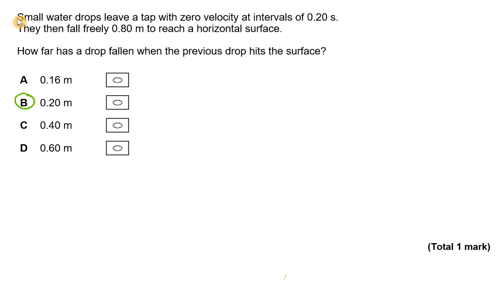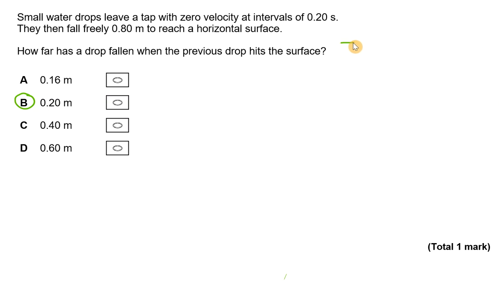Here's my explanation. Small water drops leave a tap with zero velocity at intervals of 0.2 seconds. They then fall freely 0.8 meters to reach a horizontal surface. How far has the drop fallen when the previous drop hits the surface?